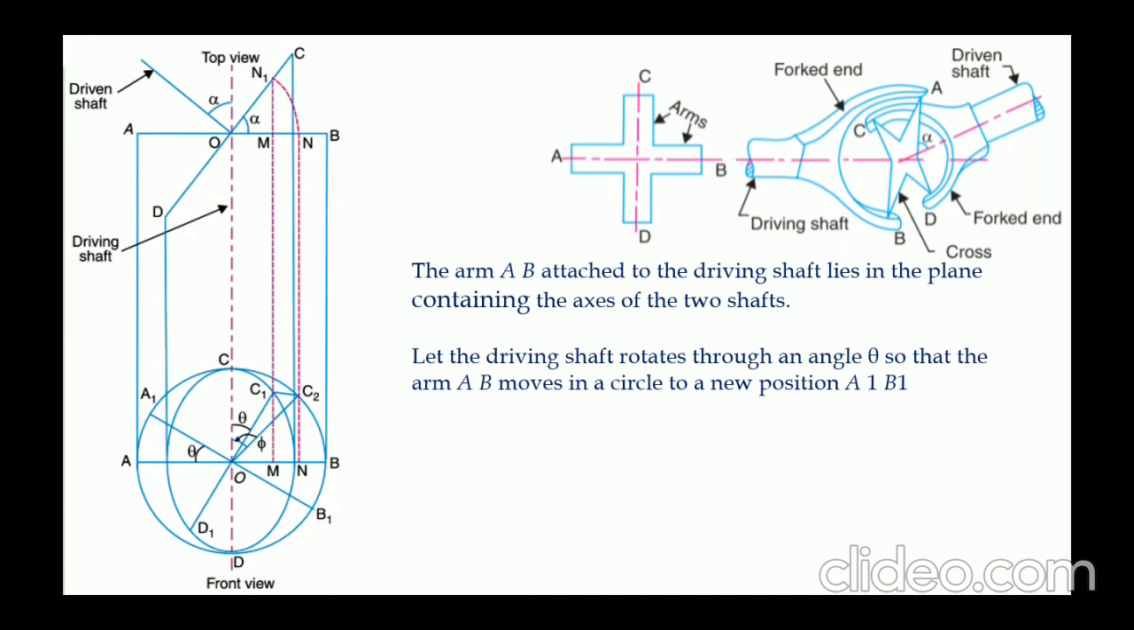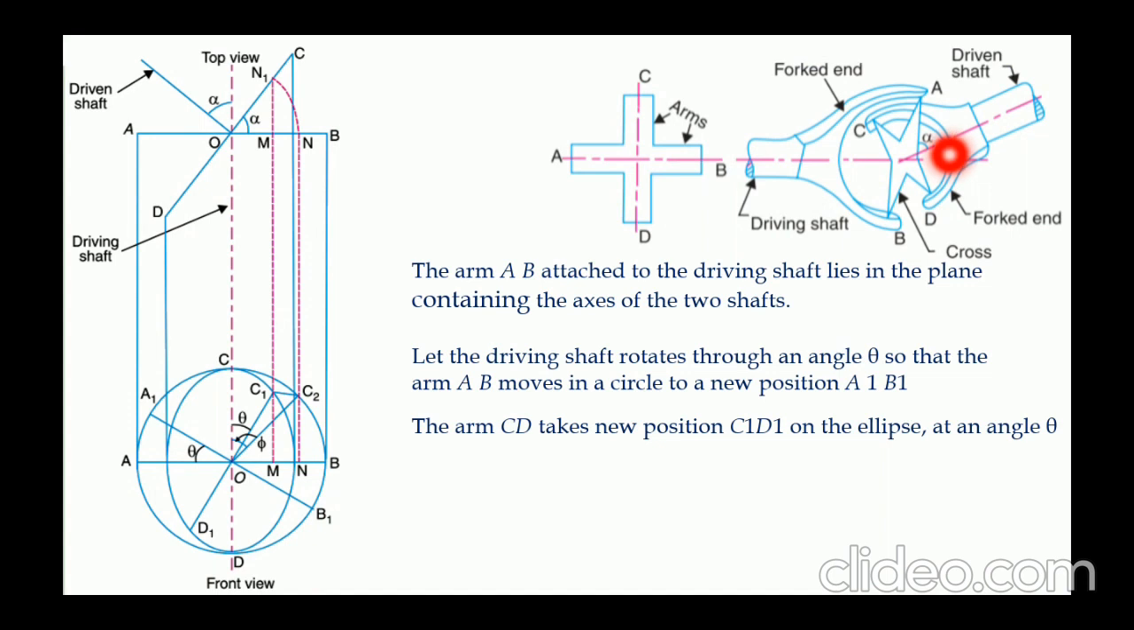Now let us consider the driving shaft rotates through an angle theta so that the arm AB moves in the circle and attains a new position A1 B1, which can be seen in this diagram. It has moved by an angle theta and reached position A1 B1. Now let us assume that CD, which is an arm of the cross member of the driven shaft, takes a new position C1 D1. Here you can see C1 and D1 on the ellipse at an angle theta. Now as we are observing from the driving shaft end, the driven shaft is inclined with the axis of the driving shaft at an angle alpha.